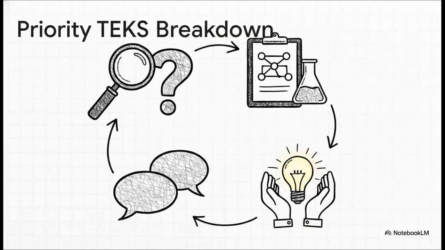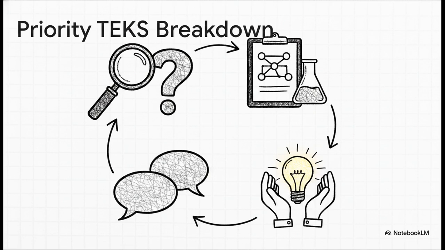So, here are our priority TEKS simplified for your daily planning. Across this unit, your kids are going to be doing 4 main things. They'll be asking questions based on observations, planning simple descriptive investigations, actively listening to evidence, and explaining how science actually helps others. It's really all about shifting them from passive listeners to active investigators.